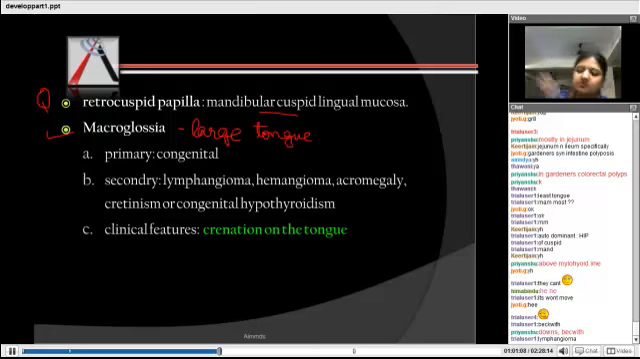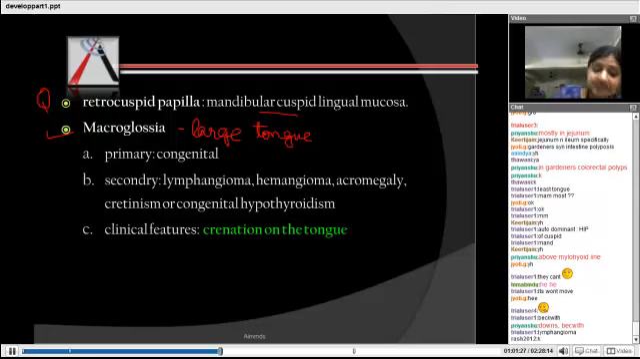Primary means the actual problem lies with the tongue, and the actual problem is an enlarged tongue. Secondary means the primary problem is something else and macroglossia is one of the symptoms, which makes macroglossia a secondary problem. Secondary is again a long list of conditions and you have to be familiar with all of them. There have been MCQs on this as well. You will find it with lymphangioma, hemangioma, acromegaly, cretinism, congenital hypothyroidism. These are conditions where the tongue may be enlarged, secondary reasons. How do you identify clinically a macroglossia?